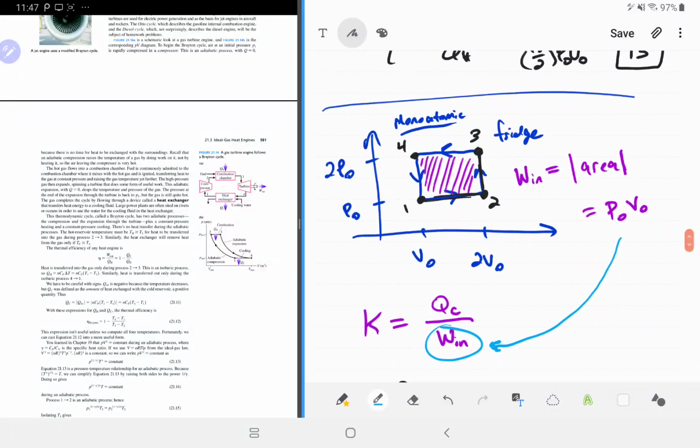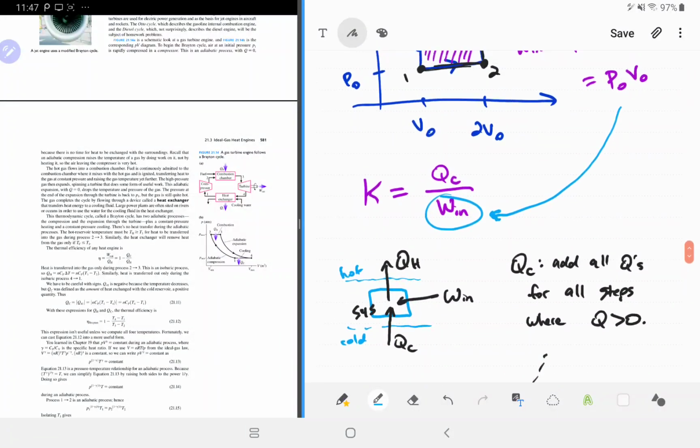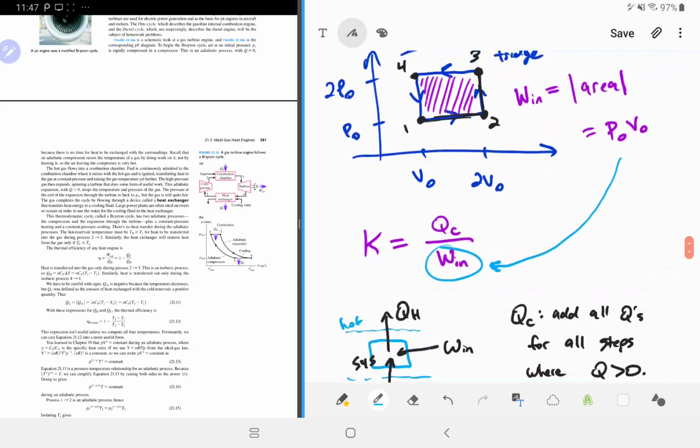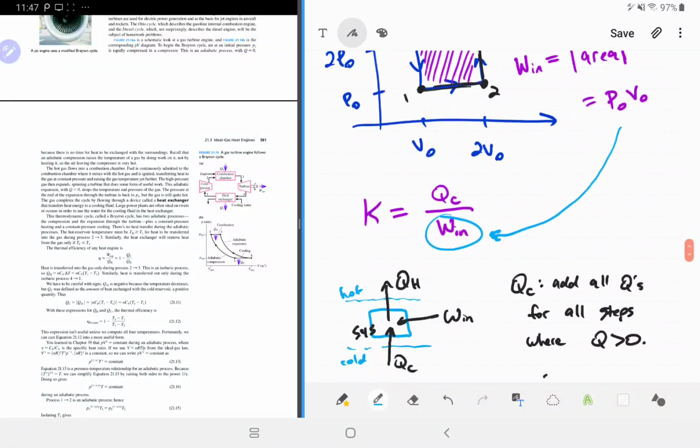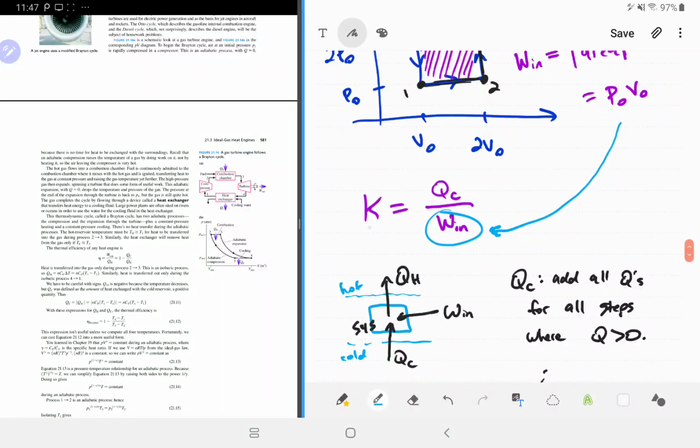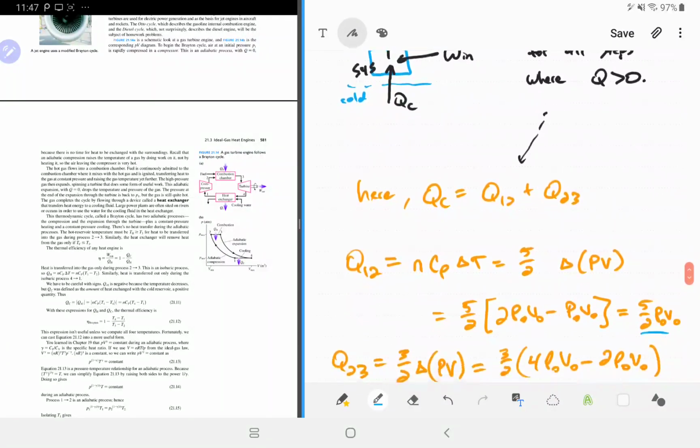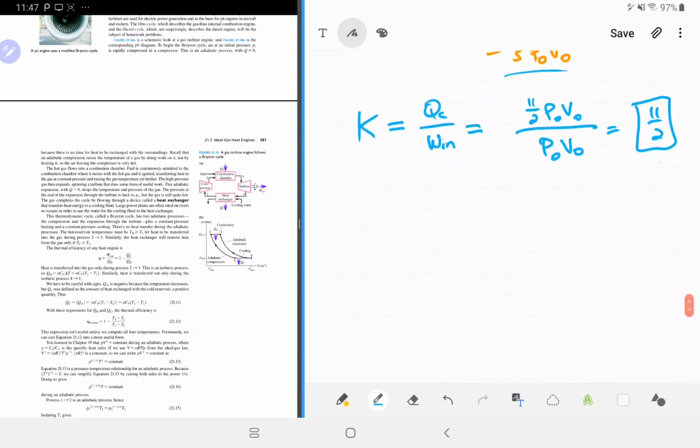So notice how steps 3, 4, and 4, 1, we totally disregarded when we were calculating the coefficient of performance here. And that was okay. It turns out that it doesn't appear in this expression right here. Okay, happy calculating.